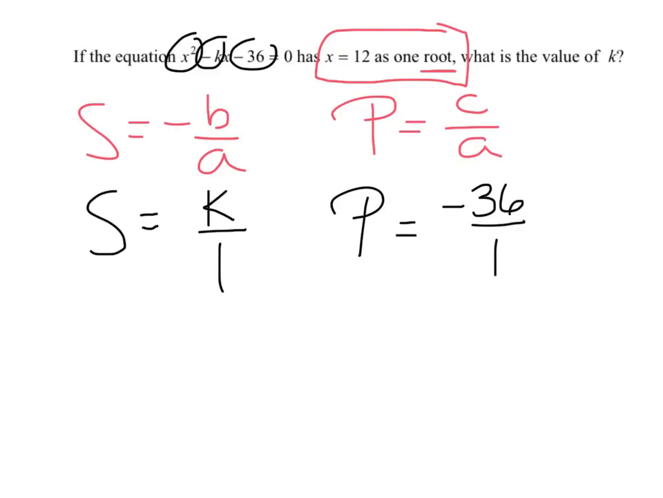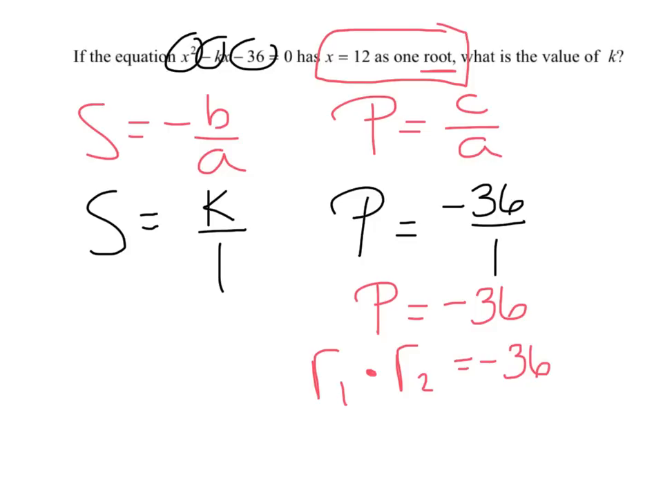Now, in theory, I really only know one of these values. I can't actually figure this one out because I have 2 variables. But I can figure this one out. The product is clearly negative 36. Okay, now, watch how simple this is. Remember, this is the product of the roots. Root 1 times root 2 has to equal negative 36.